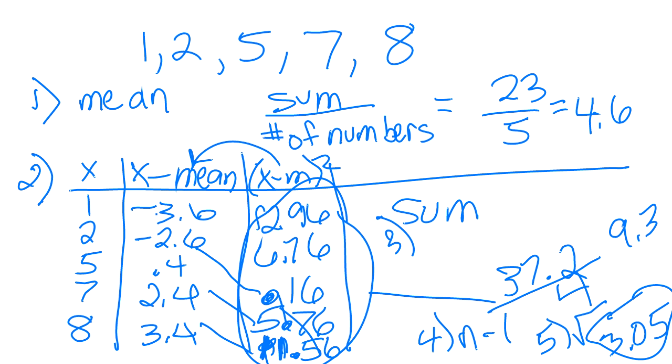Does that make sense? What did we divide again? You take the sum. You add up all these numbers here, which was 37.2. Then we divide it by 4, because there's 5 numbers. N is the number of numbers, so 5 minus 1 is 4. And that was 9.3. Then we took the square root of that number, and it's 3.05.